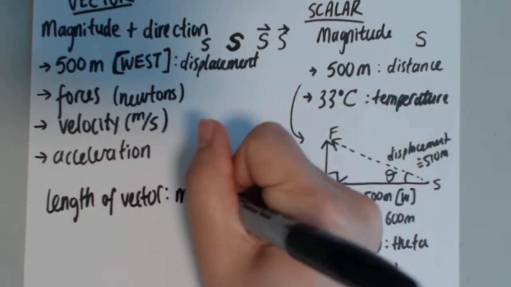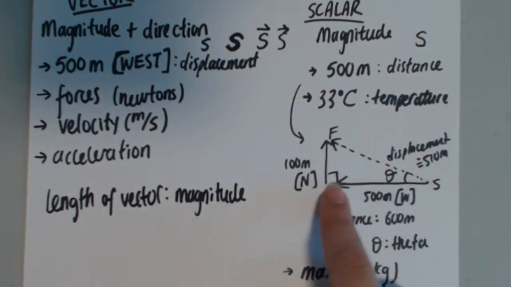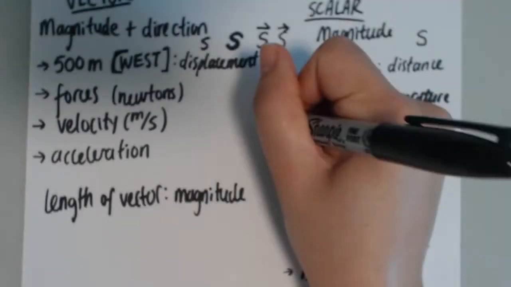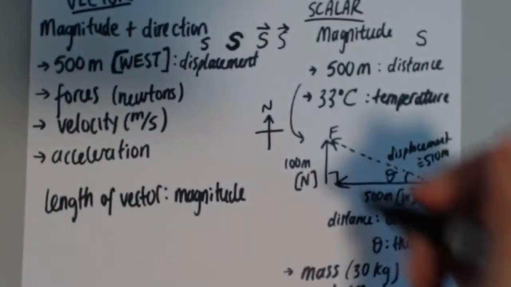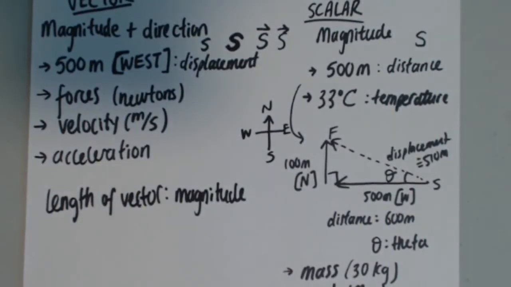So the length of the vector indicates its magnitude. Okay, so how do you know the direction? Well, you just look where it's pointing, right? So this arrow is pointing left. So if I had a compass here, this would be north, right? East is on the right, south, west. That's how I determine it. Let's go back to the video.